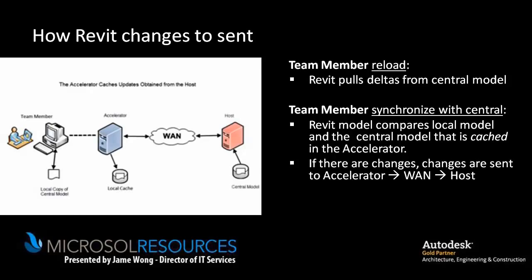So how are changes sent to Revit servers? When a user has a model open in Revit and clicks on Reload Latest, the most current information is pulled from the accelerator, which has the local cache of the model. The accelerator in turn syncs with the host. The typical heartbeat is 2 minutes, and you can verify that by checking the logs. So when the user syncs with Central, Revit does a comparison with the accelerator and pushes the changes onto the accelerator. The accelerator then syncs with the host through the WAN, making sure that all hosts in the geographically dispersed environment get the latest updates.